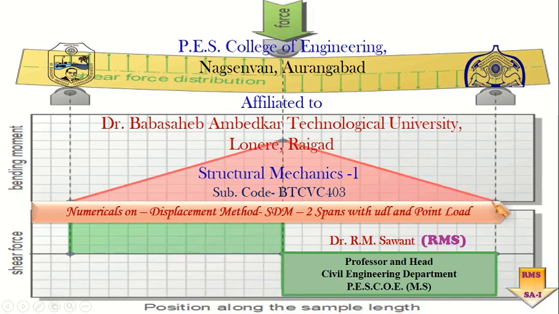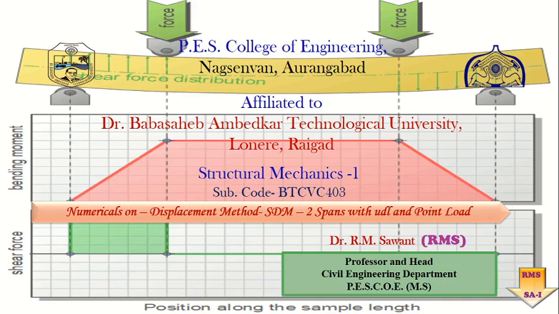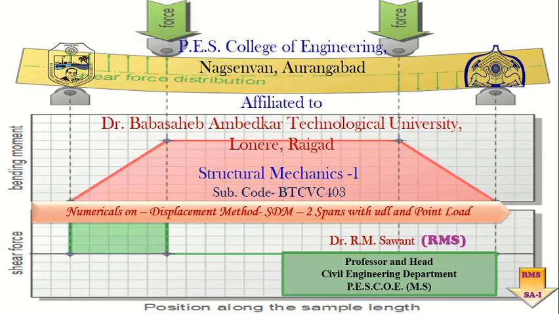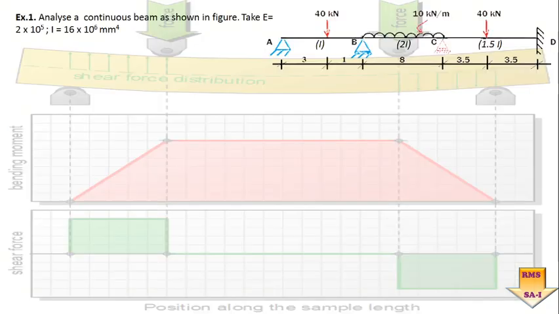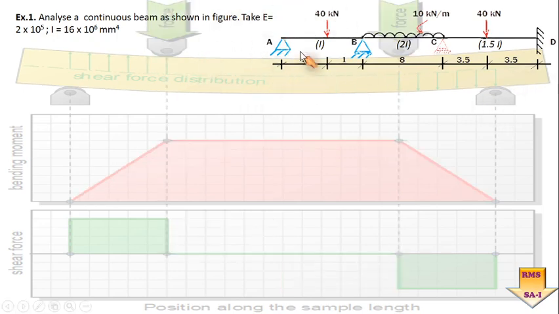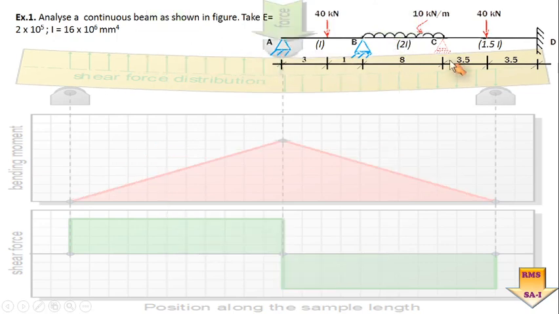Hello dear learners, welcome back to this new video in which we shall see another numerical to be analyzed by the slope deflection method. So today we are going to see a 3-span continuous beam which is fixed at D and which is simply supported at A, B and C.